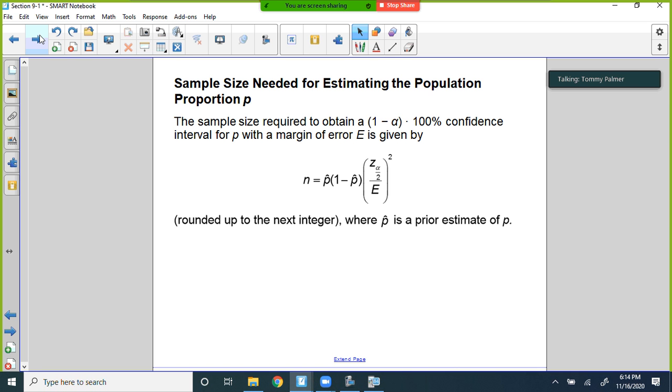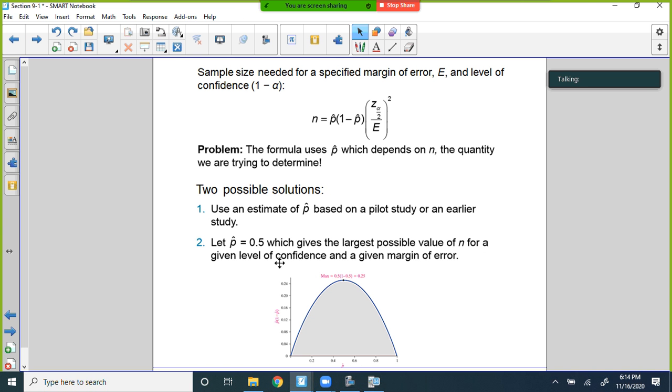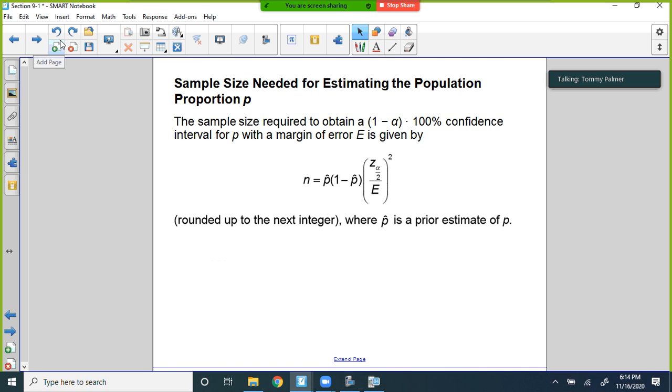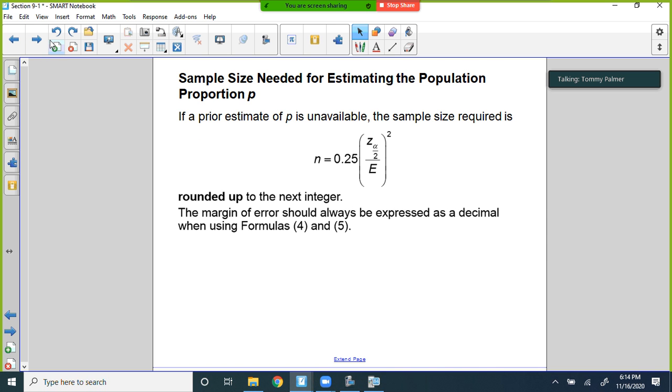So if you don't have a prior estimate of P, what do you use for p hat? 0.5, right? So we'll give you the largest sample. Largest possible n for a given confidence level and given margin of error, right? So it's going to give you the largest one you can have. All right, so it's taking everything into account. All right, round up to next, right?